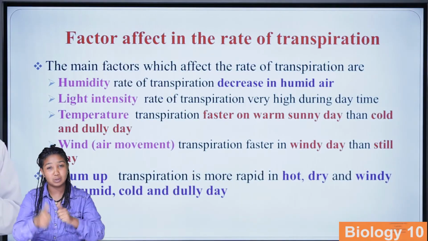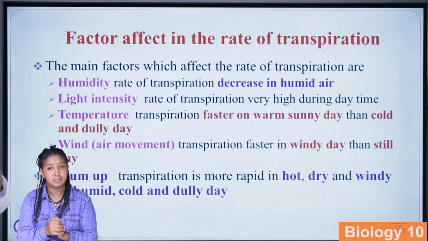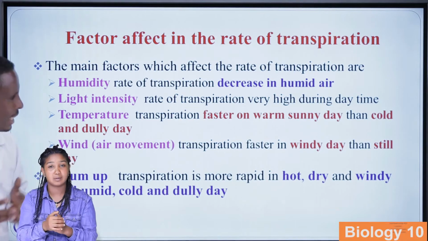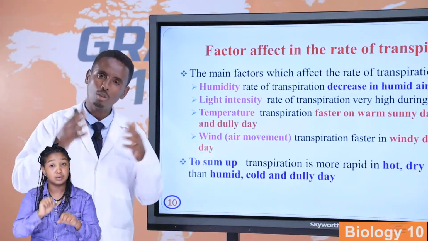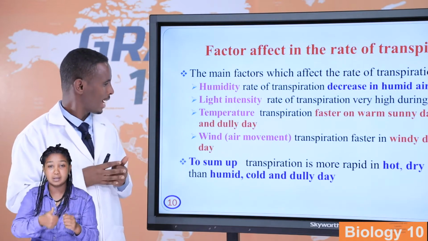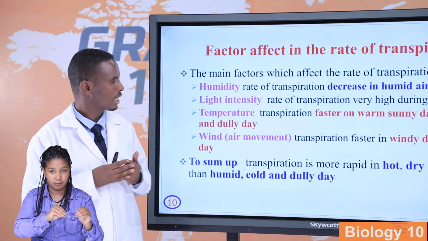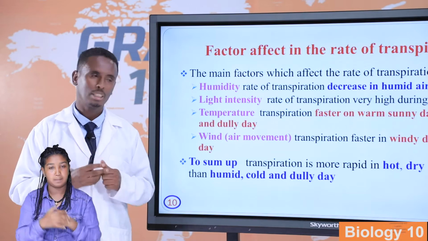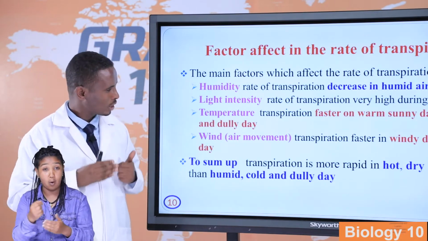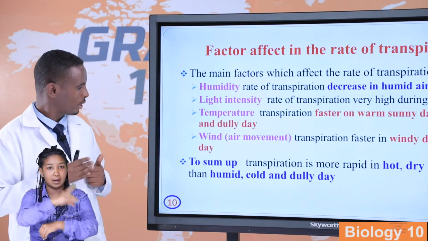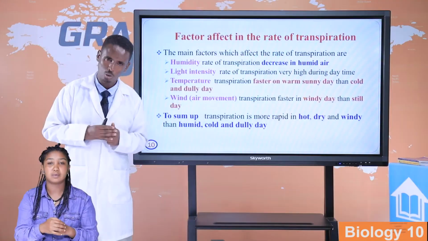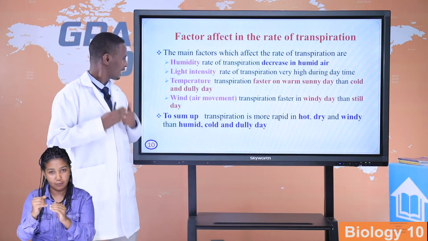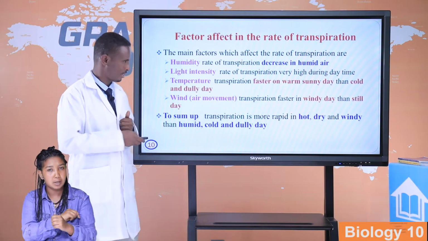The other factor which affects transpiration is temperature. Transpiration is faster on a warm and sunny day than on a cold and dull day. So one of the main factors is temperature. The other is air movement. Transpiration is faster on a windy day than on a still day. To sum up, transpiration is very high on a hot, dry and windy day compared to a humid, cold and dull day. So these are the main factors which affect the rate of transpiration: humidity, light intensity, temperature and air movement.